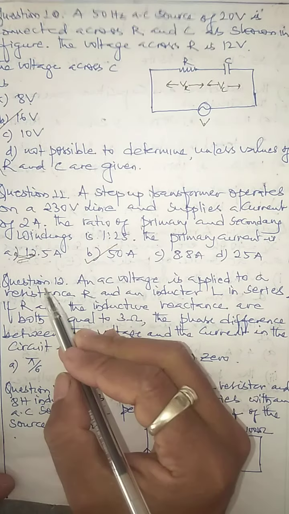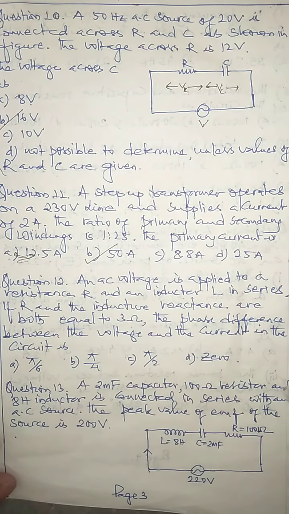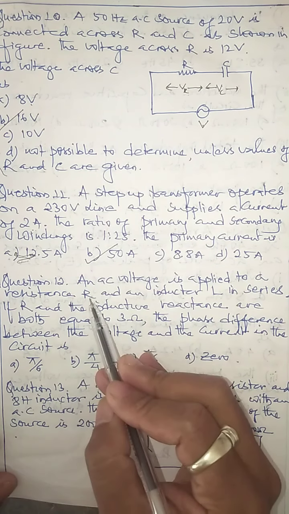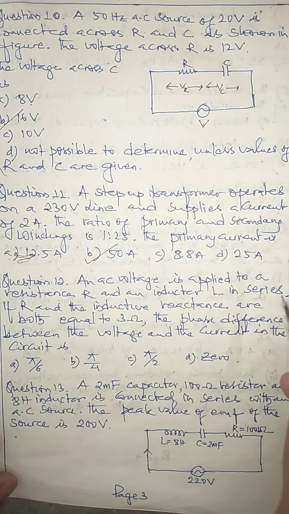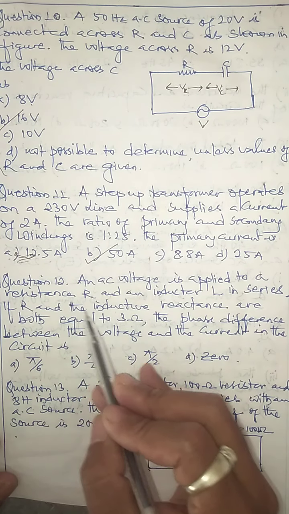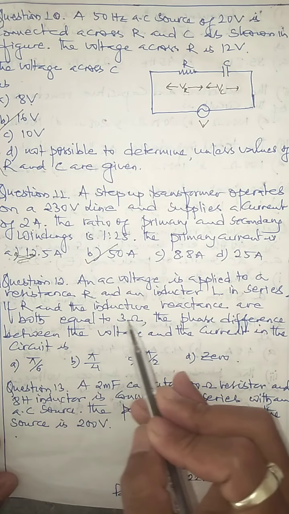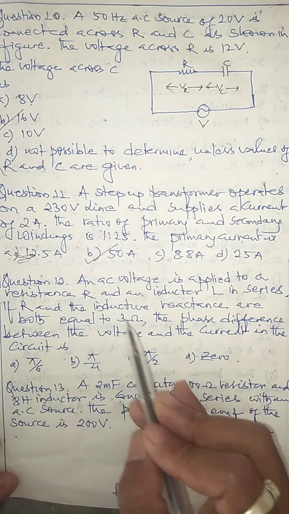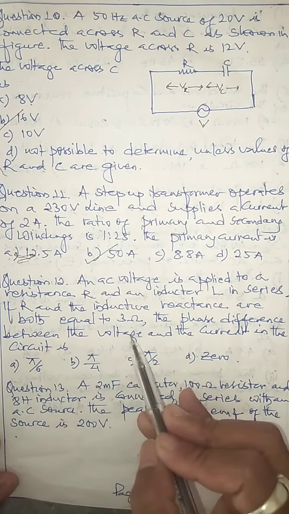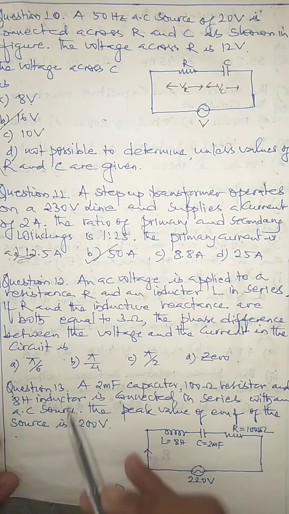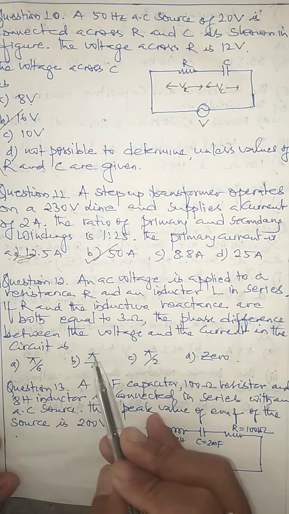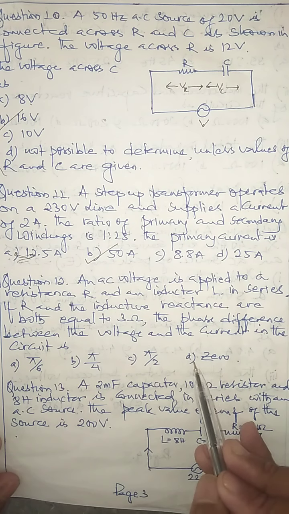Now we will solve the next question, question number 12. It says that an AC voltage is applied to a resistance R and an inductor L in series, meaning this is for an LR circuit. If R and the inductive reactance are both equal to 3 ohm, so what we need to calculate is the phase difference between the voltage and current in the circuit. Four different options are given: A is pi by 6, B is pi by 4, C is pi by 2, D is 0.